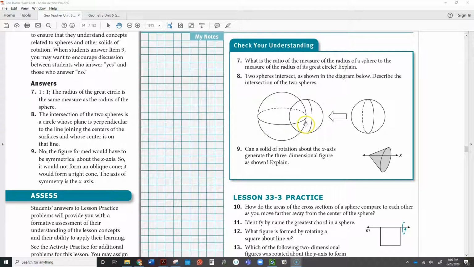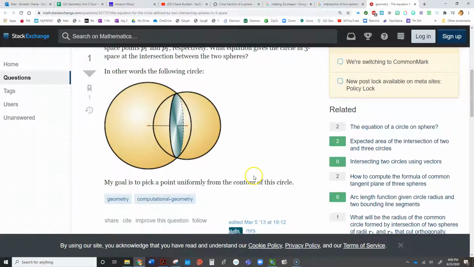Two spheres intersect. I could not see this with this picture. Even with their explanation, I tried to draw it and I just couldn't see it. So, you know what I did? I Googled it and I found a decent picture. So, here is the center of one of the spheres. Here is the center of the other of the spheres. And so, draw the line where the centers of the spheres are.